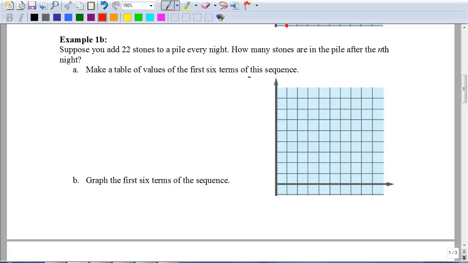You're going to add 22 stones to a pile every night. How many stones are in the pile after the nth night? So after the first night, just to give you a hint, you would start out with 22 stones. So go ahead and find the first 6 terms of the sequence and then graph it. Pause the video and then hit play when you're ready to check your answer.